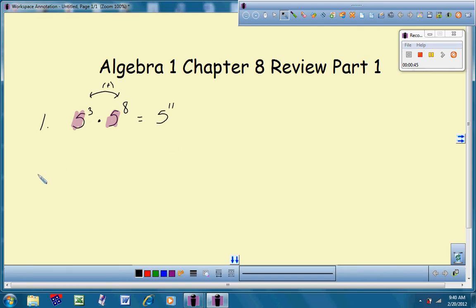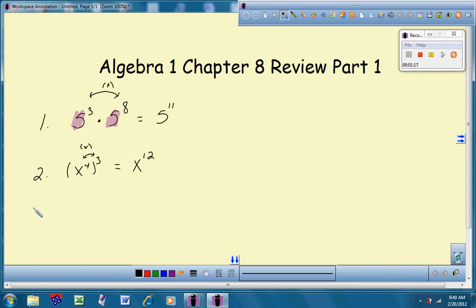Example 2. You're going to continue to simplify and write your answer in power form. Let's say we have x to the 4th raised to the 3rd. This is a power to power. So we are going to multiply the two exponents. Simplify, your answer would be x to the 12th.